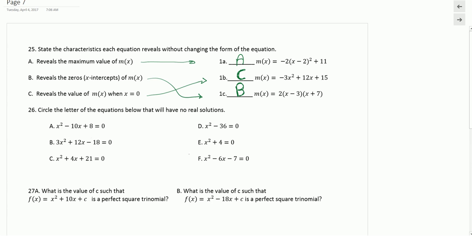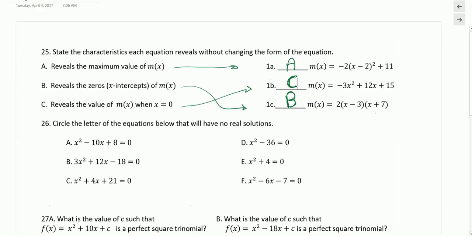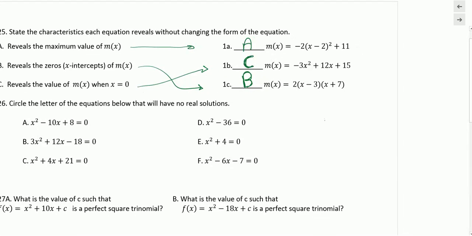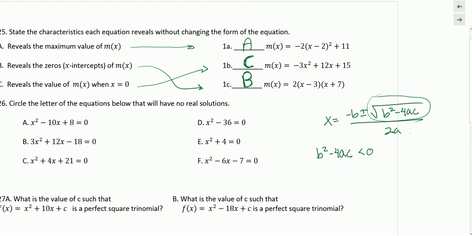26 asks us to circle the letter of the equation below that will have no real solutions. So on this one, what I'm going to do is go to the quadratic formula. Quadratic formula is x equals negative b plus or minus square root b squared minus 4ac all over 2a. And we're going to have no real solutions when we're taking a square root of a negative number. So it really comes down to the b squared minus 4ac. So if that is less than 0 or negative, then we know we have no real solutions.